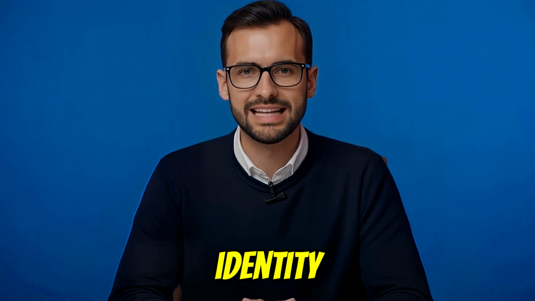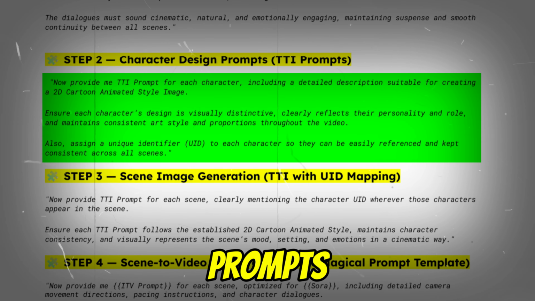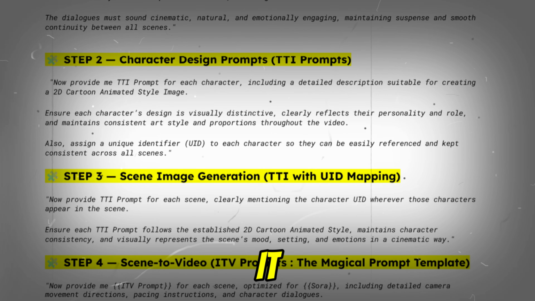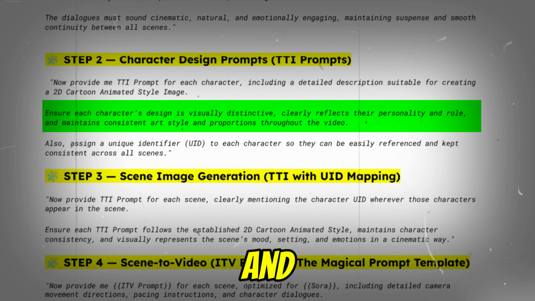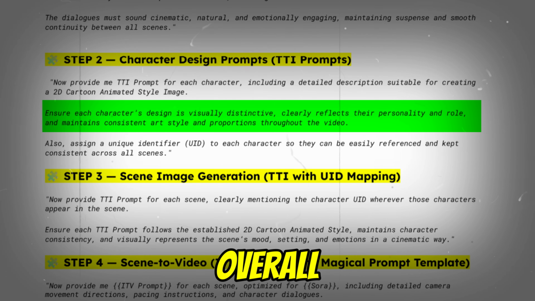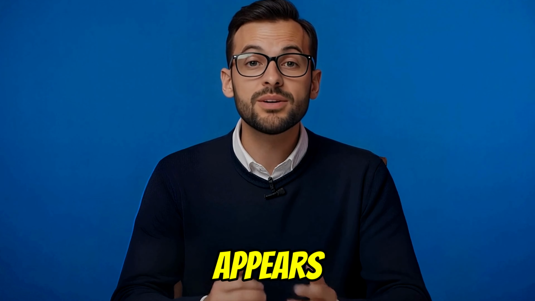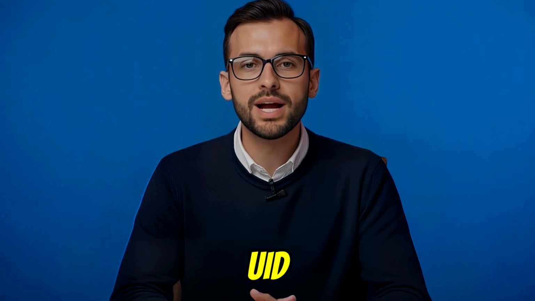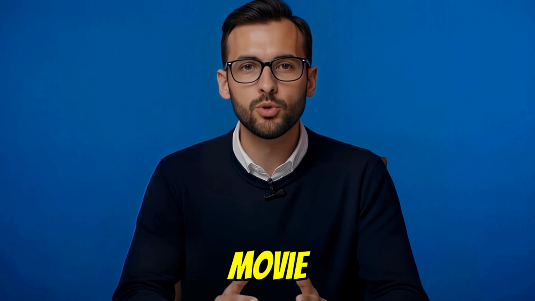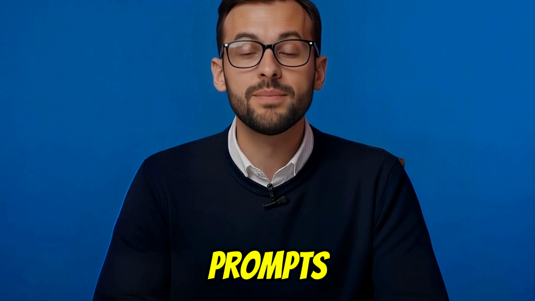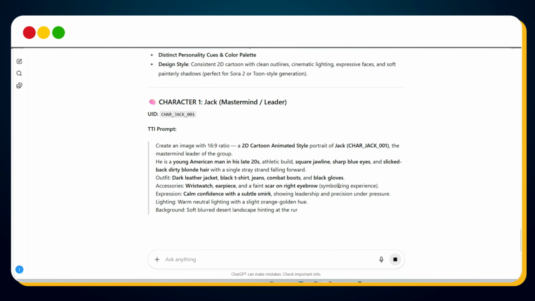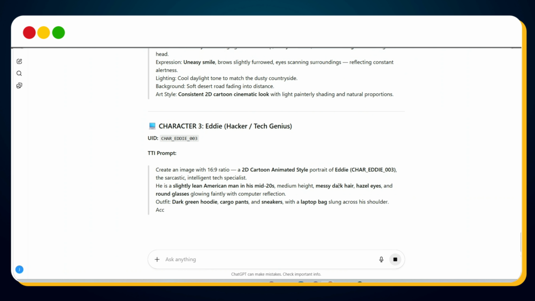This prompt tells ChatGPT to generate detailed text-to-image prompts for every character in your story. It defines their clothing, expressions, and overall style, and assigns each one a UID, or unique identifier. UIDs are critical because they help us maintain continuity. Whether a character appears in Scene 1 or Scene 20, his UID keeps him visually identical throughout your movie. To generate these character prompts, simply copy this text and paste it into ChatGPT. And just like that, ChatGPT provides a complete prompt set for all your characters, ready to be turned into visuals.